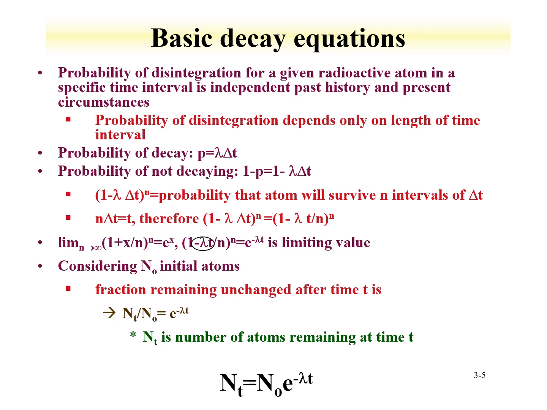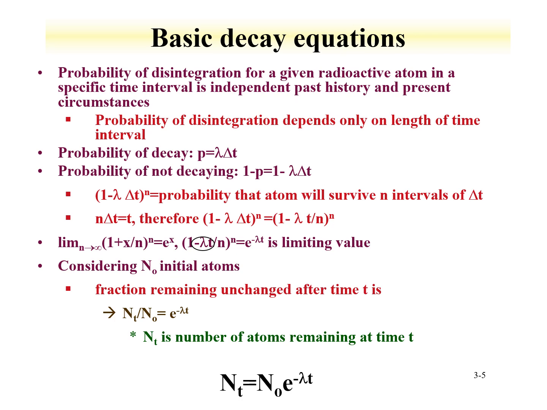Let's take the limit as n goes to infinity. It's (1 plus x divided by n) to the n. That's just e to the x. If we have (1 minus lambda t divided by n) to the n, well, that equals e to the minus lambda t. This is our limiting value. So this is how we derive one of the fundamental equations to talk about radioactive decay.